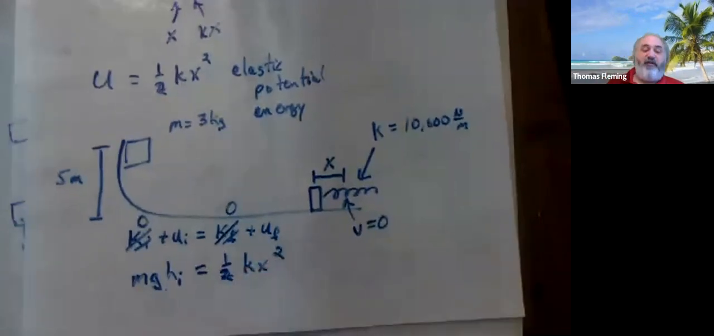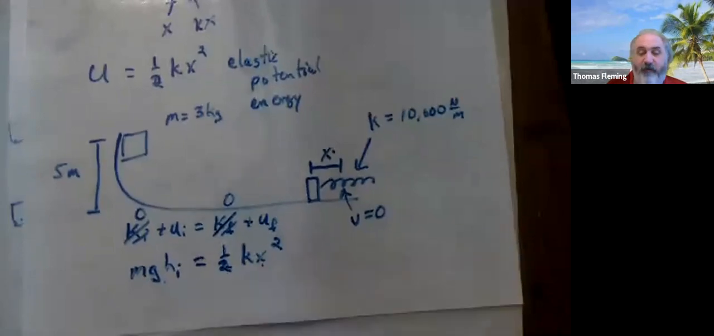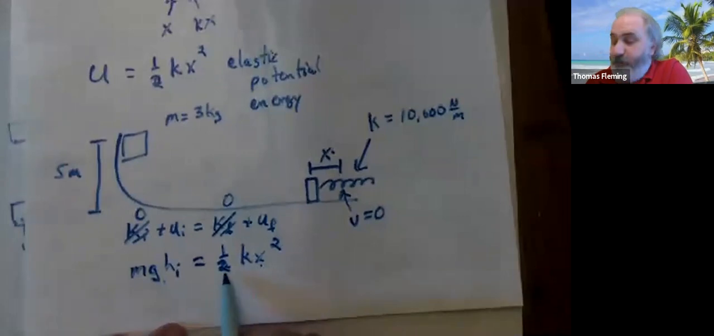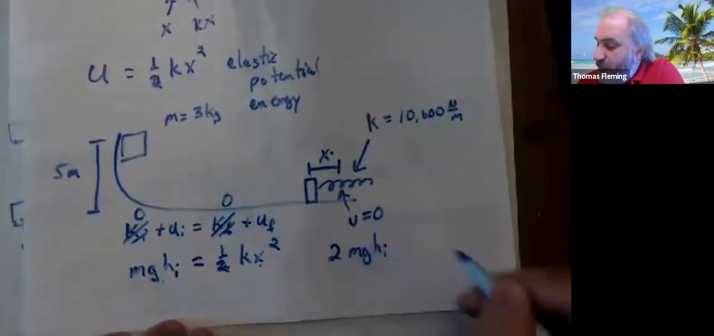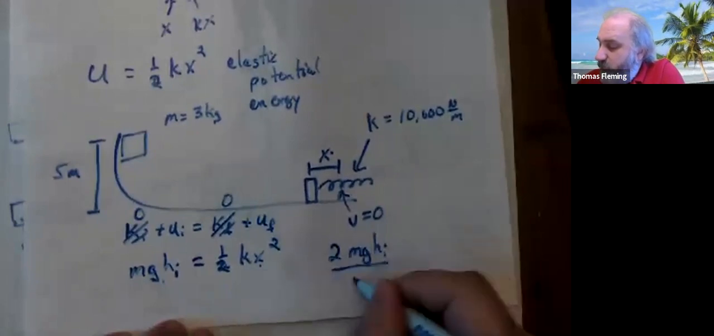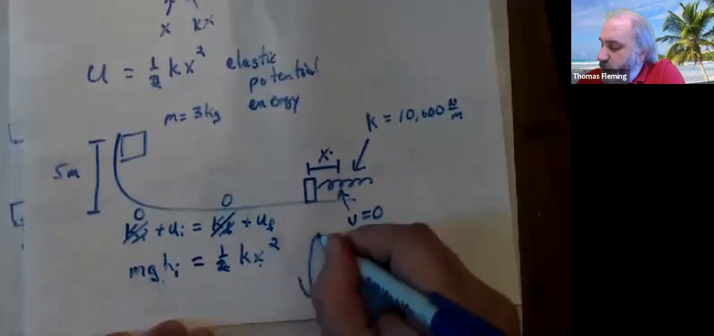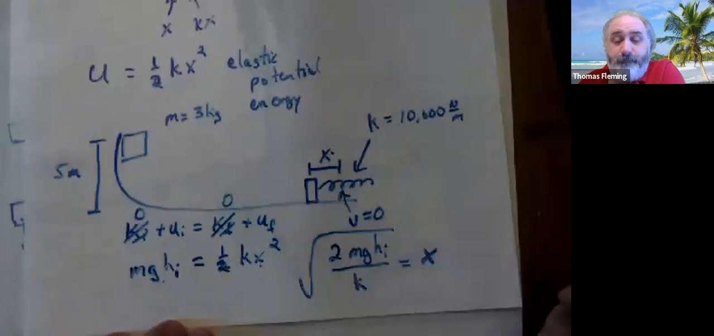But now that I've expressed that, all I've got to do now is just solve the problem. What am I looking for? I want to know how far the spring got stretched, so I'm looking for x. All I've got to do is get x by itself. I'm going to multiply both sides by 2, so I'll have 2mgh initial. I'm going to divide both sides by k. Then I'm going to square root both sides to get x by itself.